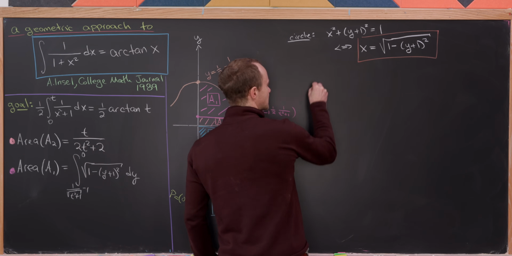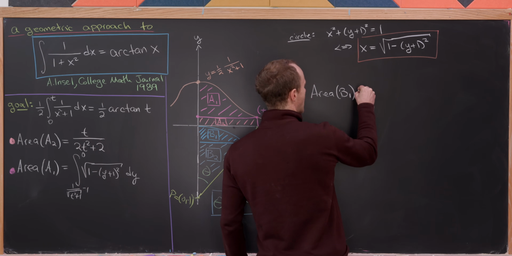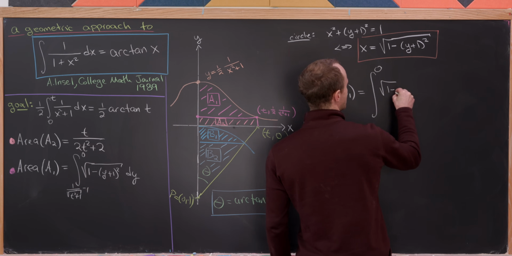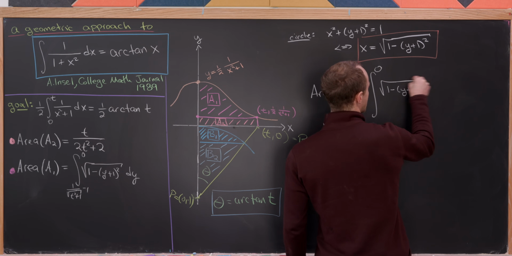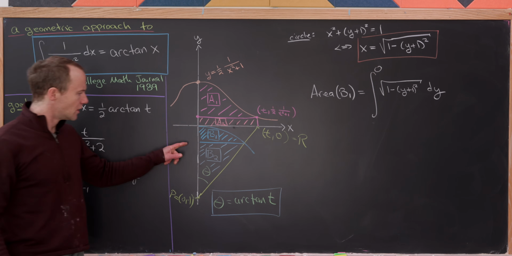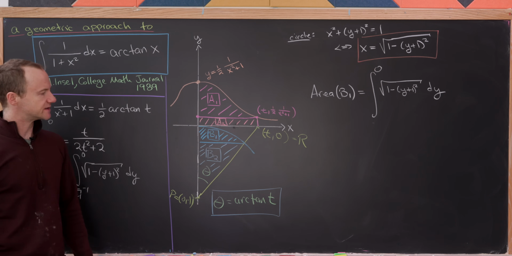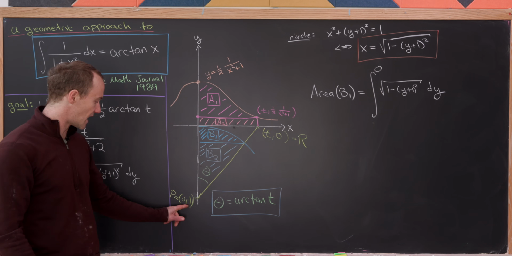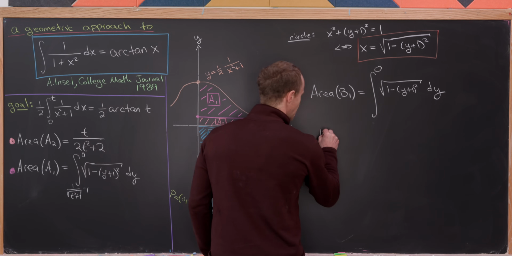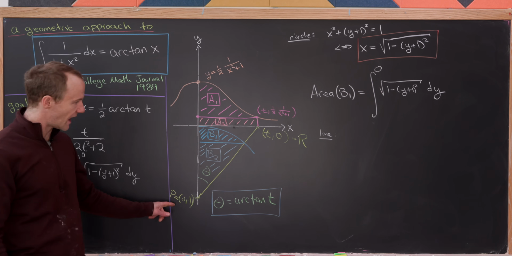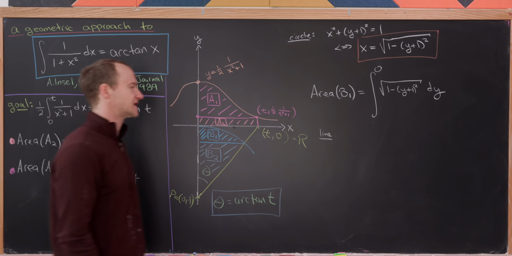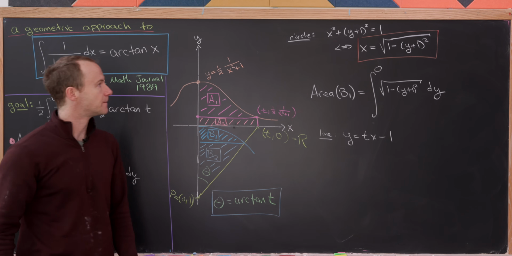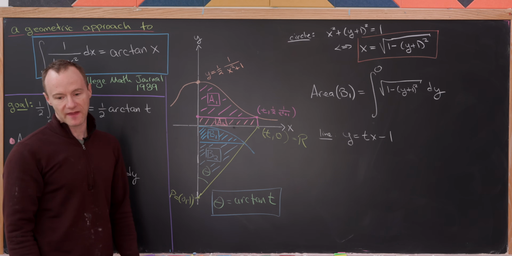Okay, so now let's get started. So we've got our area of B1 will be the integral from something up to 0 of this object. So we've got 1 minus y plus 1 quantity squared dy. And now, let's figure out what this point right here is. But check it out. It's the intersection point of this circle and this line from P to R. So let's maybe get the equation of this line on the board. Well, the line has a slope of t and it has a y-intercept of -1. So this line has equation y equals t times x minus 1. So all we have to do is intersect that circle and that line.